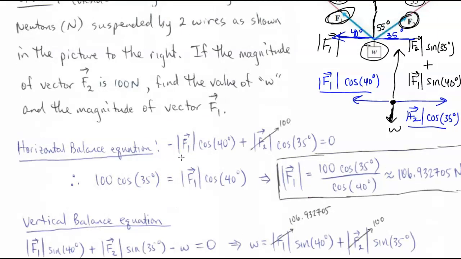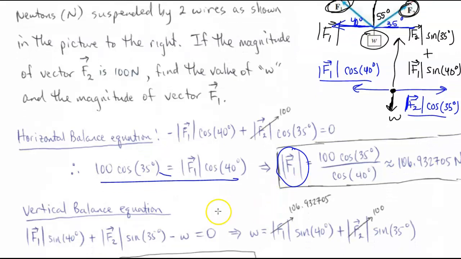For the horizontal one here, notice that if I put everything on one side, then I'm looking at this force on the left side as being negative, and the magnitude of F2 cosine of 35 as being positive, and I would have that equal 0. If I add magnitude of F1 cosine of 40 on both sides, I have this, and then I solve for the one thing that I don't know, that would be magnitude of force F1. And that's roughly about 106.9 newtons.